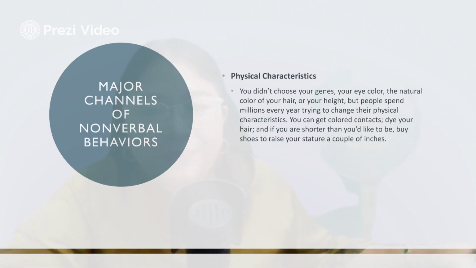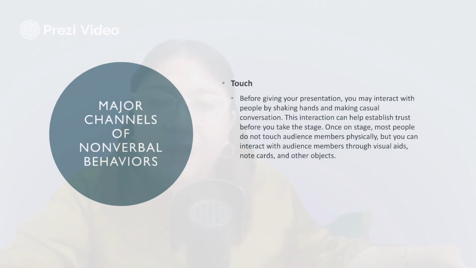Okay, the next one is touch. Before giving a presentation, you may interact with the people by shaking hands, making casual conversation. Sometimes in a meeting, in your working place, it is good for you to interact with your interlocutors, with the people around, by shaking hands or making casual conversation, what we call small talk.